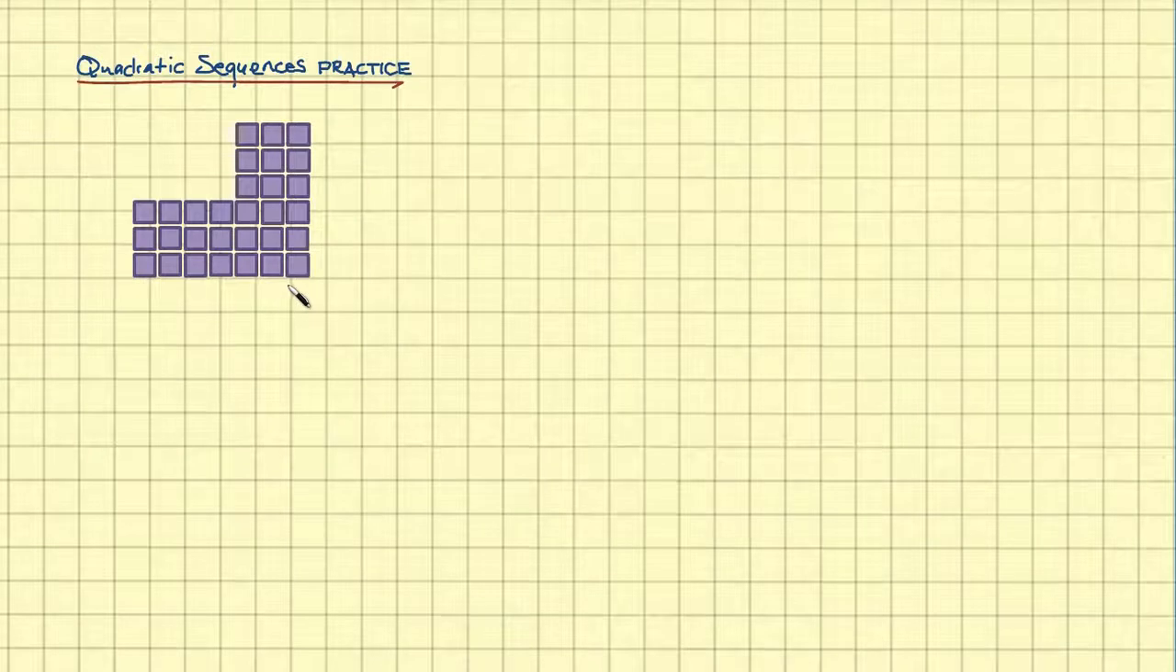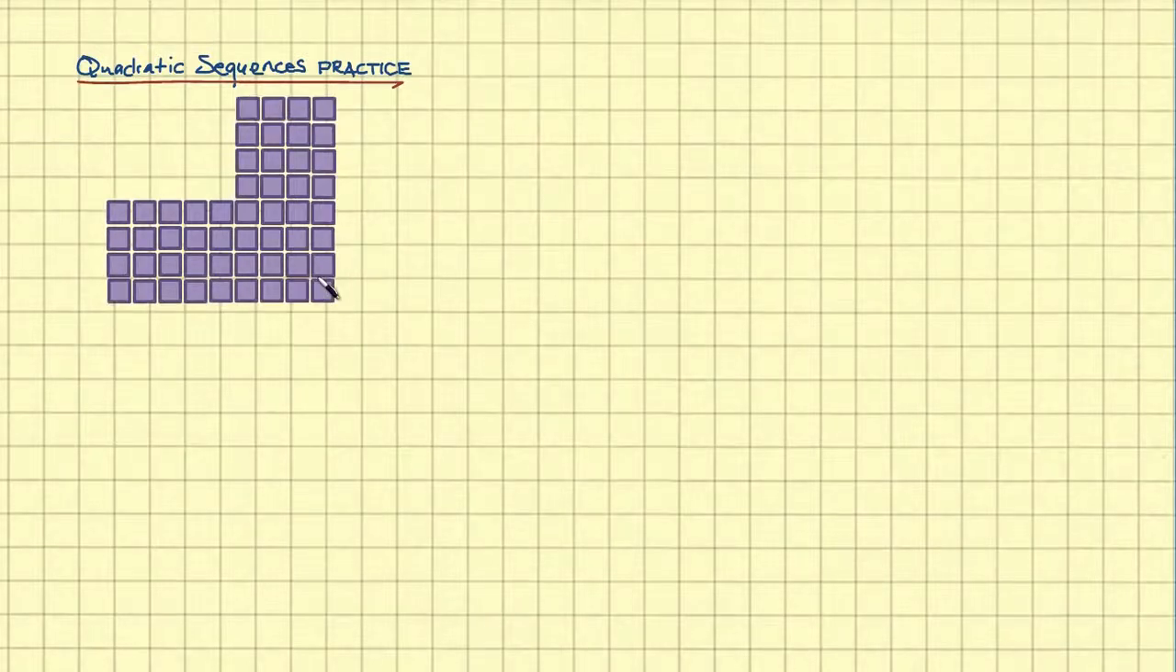So this is a practice video on quadratic sequences, and let's start straight away. Here we've got a pattern of purple squares, and they're going to grow like this, and then like this, and finally like this. So this is the sequence that we're going to work from.